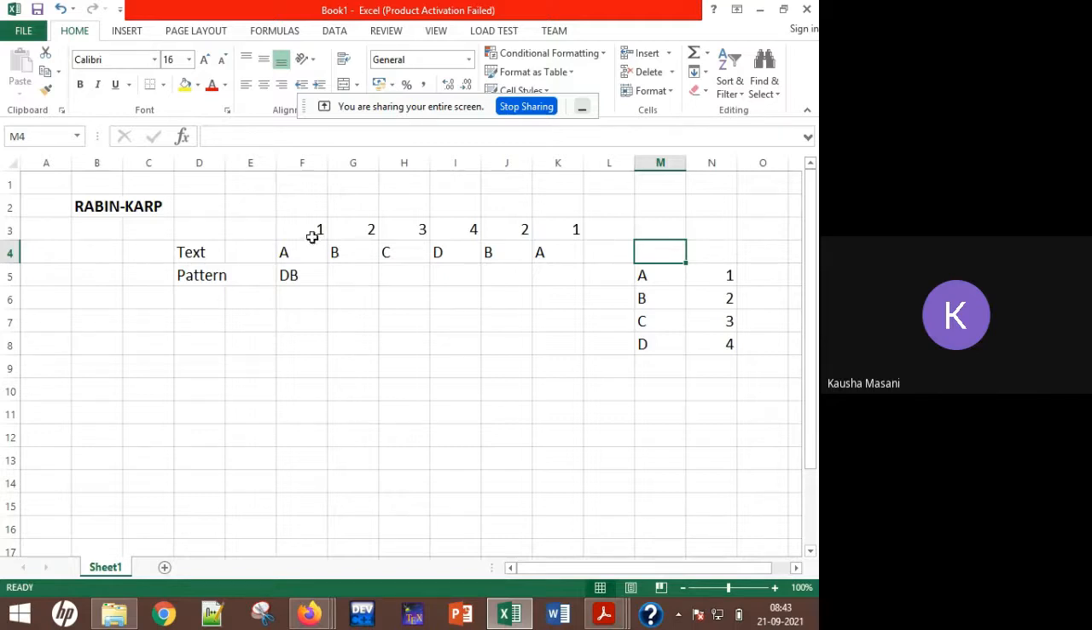Now in the text, I am writing according to these values. So B and A here are 2 and 1, and here D and B will be 4 and 2.